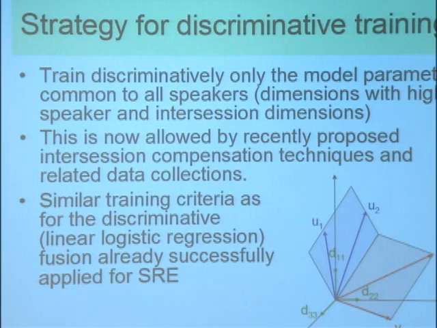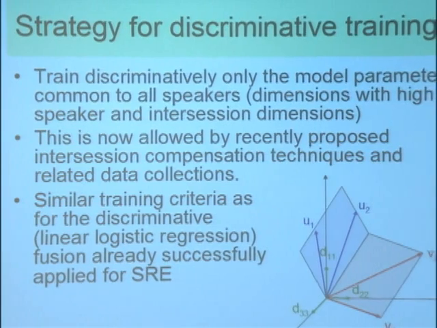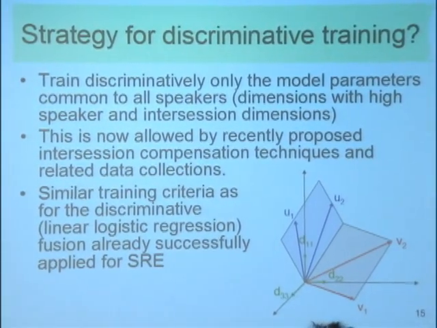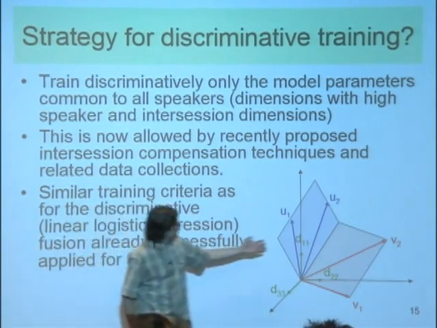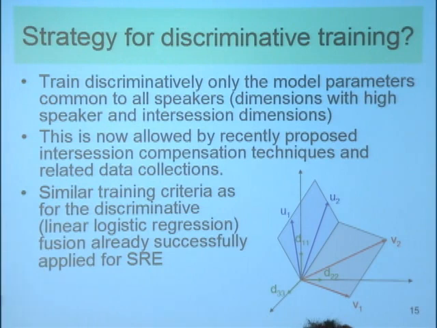The strategy for the discriminative training would be to train only the model parameters that are common for all the speakers. By this, I mean discriminatively training the hyperplanes showing the large speaker and large session variability. Then we would be trying to identify the speaker models themselves in that constrained space, probably using standard ML or MAP estimation in the discriminatively trained subspace to get the speaker model itself.